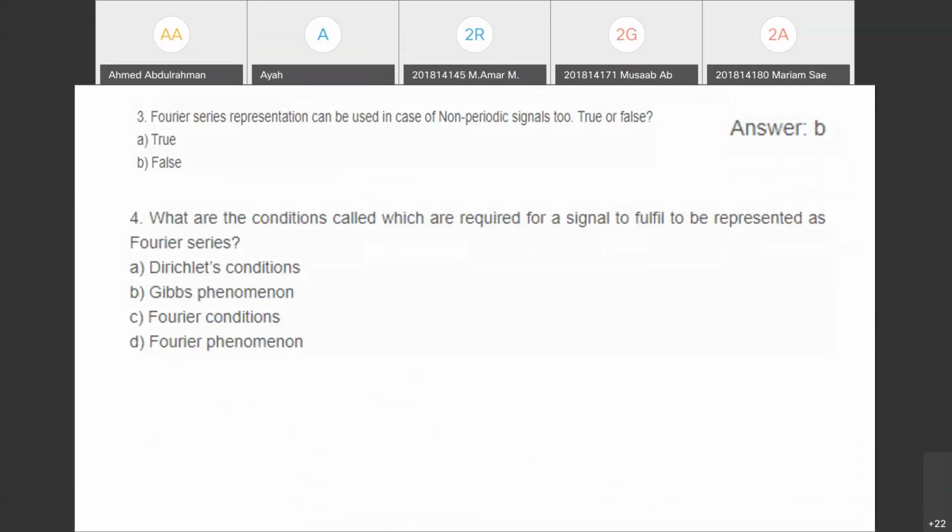Now, what are the conditions called which are required for signals to fulfill to be represented as a Fourier series? As I said in the lecture, there is another guy after Fourier series, he said not every periodic function. Is it Dirichlet? Yes, you are right.